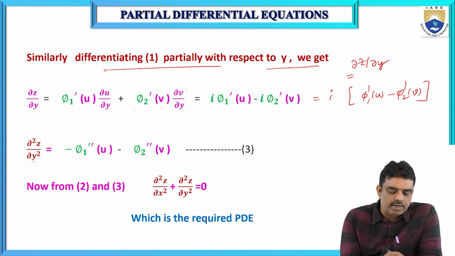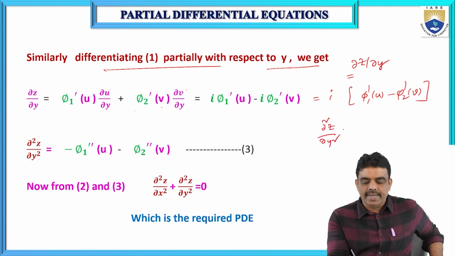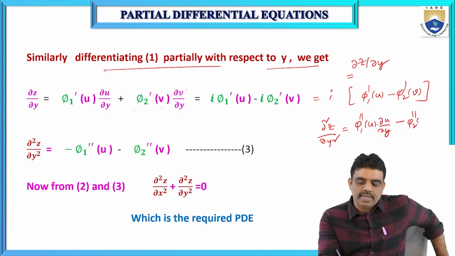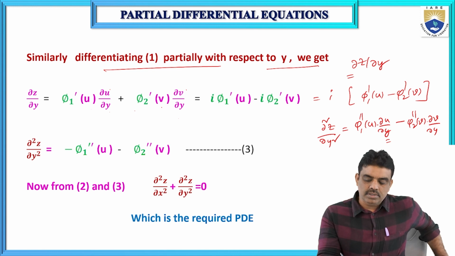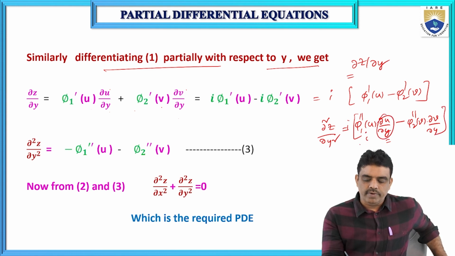Similarly, dou square z by dou y square. So I'm differentiating again with respect to y. This is phi 1 double dash of u into dou u by dou y minus phi 2 double dash of v into dou v by dou y. But dou u by dou y is equal to i, so this is i into i. Dou u by dou y is i.